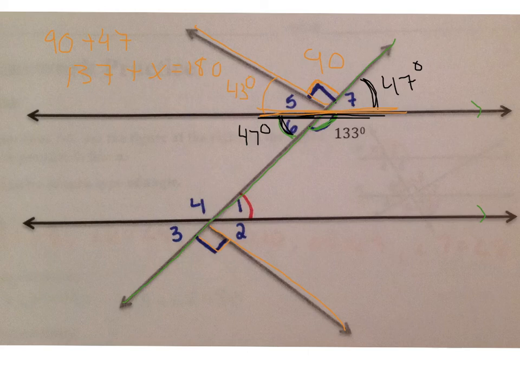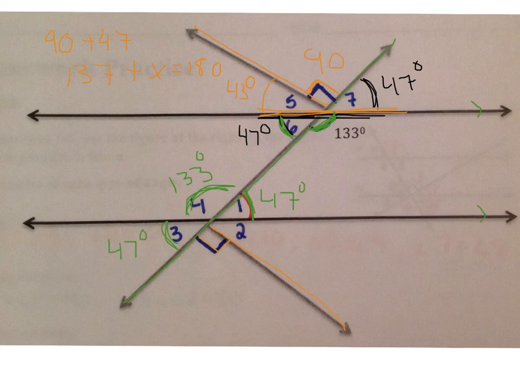So now let's use those to try to find these other angles. We could start with alternate interior angles, I think would be a good place to start. Alternate, opposite, interior are going to be the same. So angle 4 is 133. And then the other alternate interior angles, 6 and 1. So 1 is 47. And 1 and 3 are vertical. So 3 is 47.